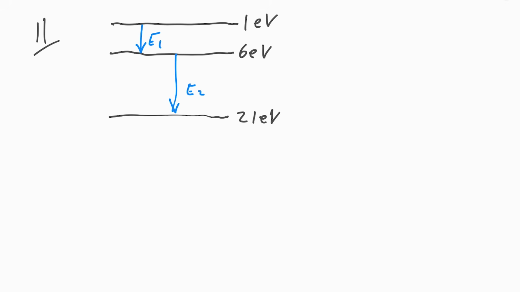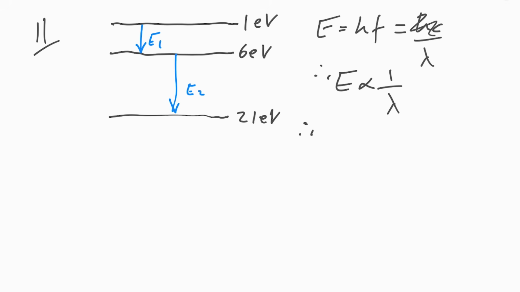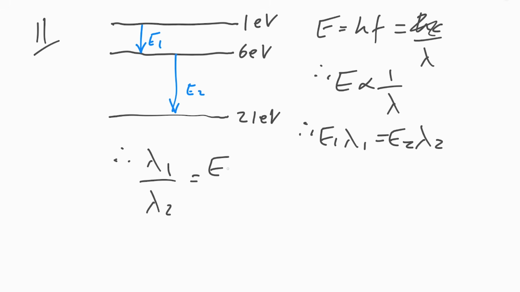Well, I always say that whenever you have a question that asks you what is a ratio of two things that are the same, you just want to replace what they are proportional to. And so we can say energy is equal to hf, yes, but that's also equal to hc over lambda. And so energy is inversely proportional to lambda. Therefore E1 lambda 1 is equal to E2 lambda 2. So therefore the ratio of wavelengths is going to be equal to the opposite ratio of their energies.